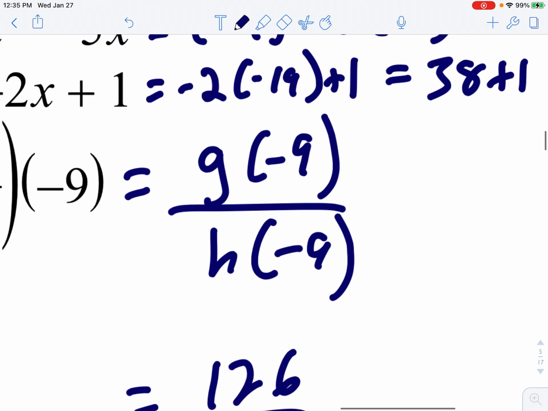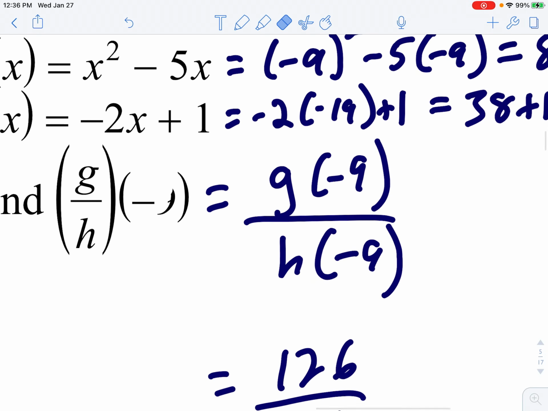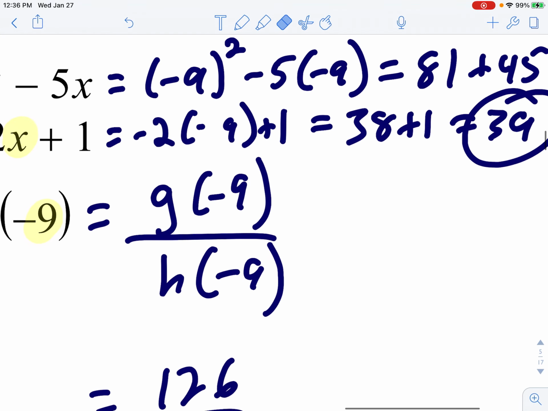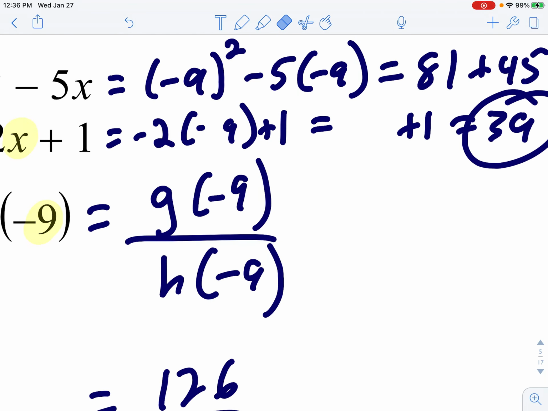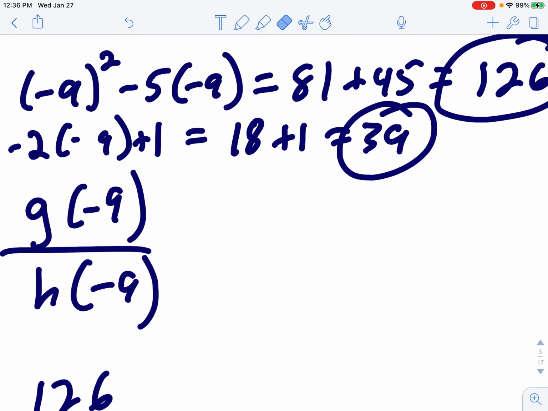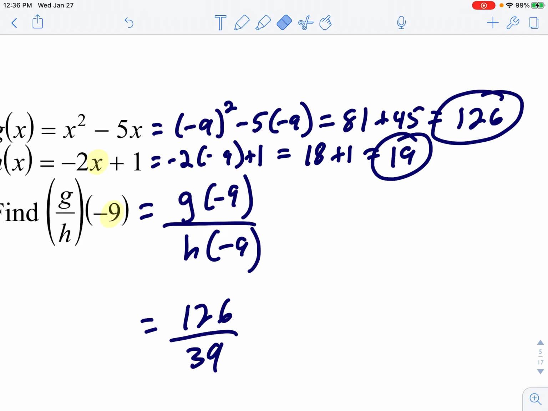Oh, that was stupid. Look. I'm supposed to plug in a negative 9 right here. 2 times negative 9. I plugged in a negative 19. What did I just make that up off the top of my head? That's not supposed to be a 19. That's supposed to be a 9. Duh. 2 times 9 is 18. And 18 plus 1 is 19? Well, maybe I should use a calculator, for crying out loud. Okay, so now that that's corrected, that shouldn't be a 39. It should be a 19.